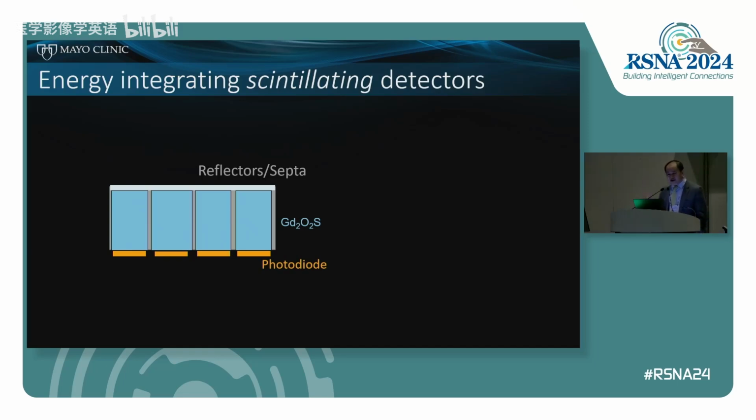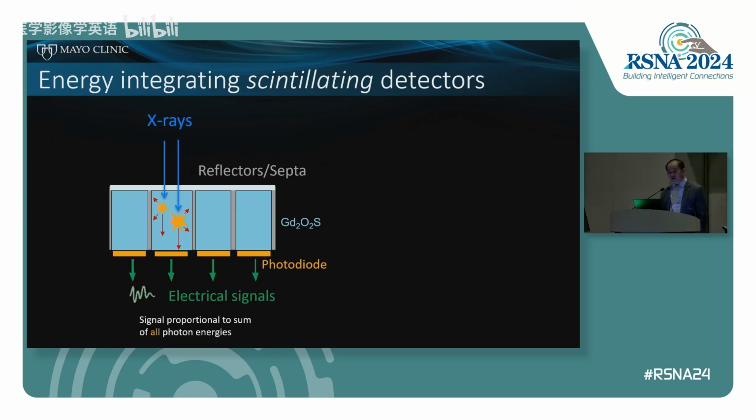These are so-called energy integrating scintillating detectors. The way it works is the detector is made up of some rare earths, usually rare earth ceramics, some scintillators. When X-ray comes in and interacts with the detector material, it generates visible light. This visible light will be detected by the photodiode and then recorded as an electric signal. The signal we collect here is proportional to all the photon energies. So basically we put everything together, all the photons together into one bucket. That's why it's called energy integrating detector.